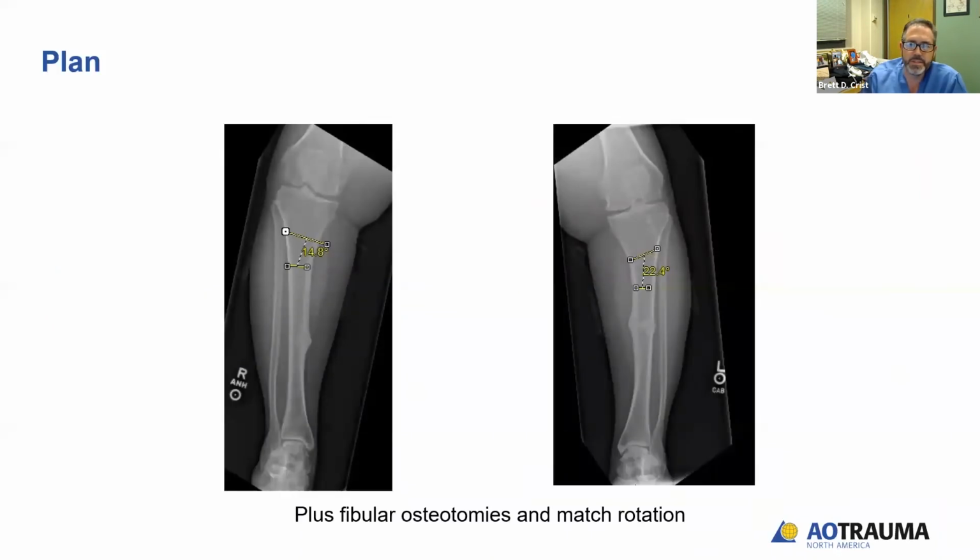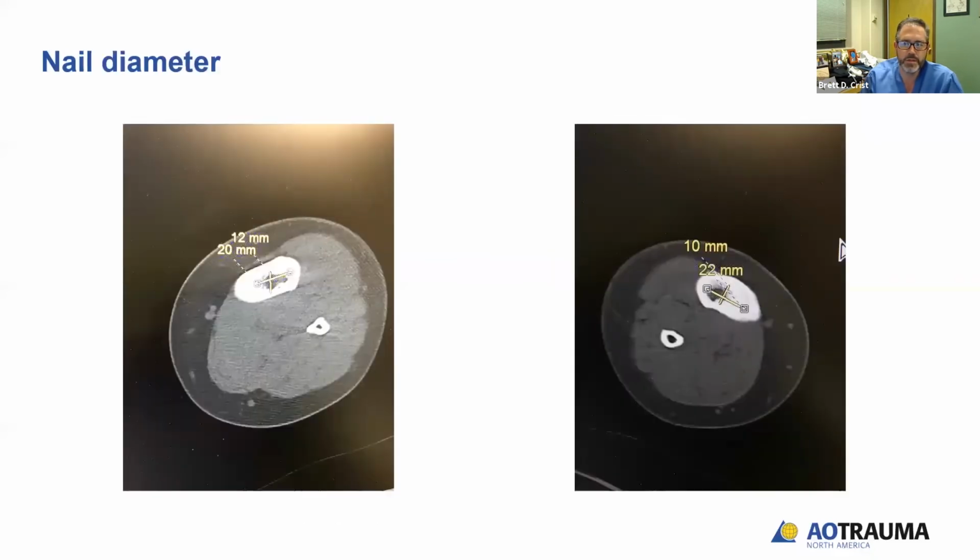And so you make your section, just like the other one, basically perpendicular to the anatomical axis. And then I also was planning on fibular osteotomies and trying to just match the rotation. Because she's smaller statured, I wanted to make sure that I could actually get a nail down her canal, which I thought I could, but it's always a good idea to measure.